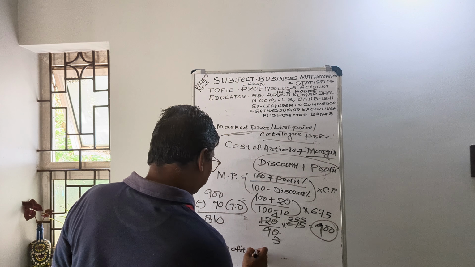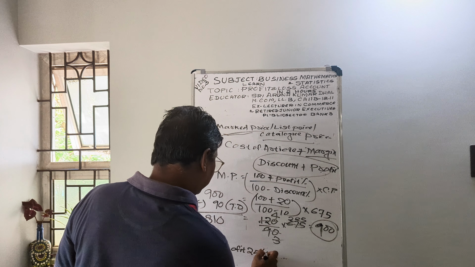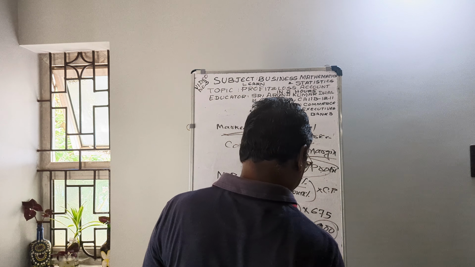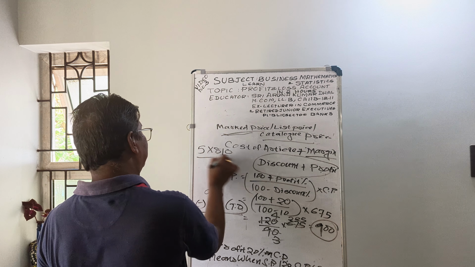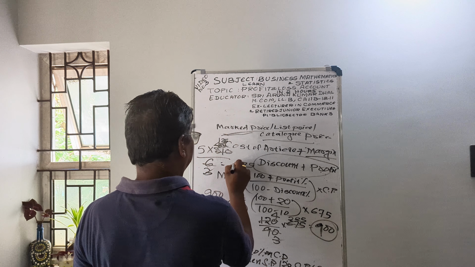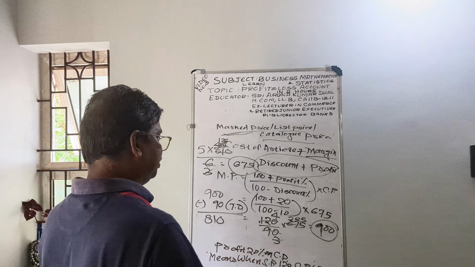20% on cost price. Profit 20% on CP means when sales price is 120, CP is 100. When SP is 810, CP is 100 by 120 into 810. So it is 5 into 810 by 6. So it is 405, then 135 into 5. So cost price is 675. So we proved it this way also.